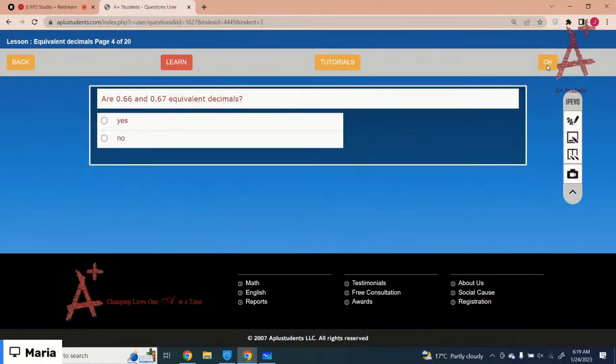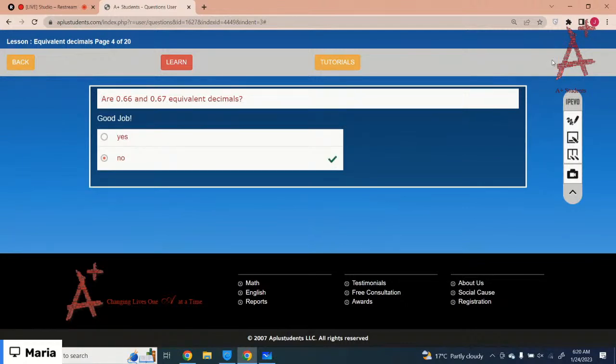Okay, the next one is are 0.66 and 0.67 equivalent decimals? Yes or no? Are they equivalent? 0.66 and 0.67, no, they are not equivalent. They have different digits, 6 and 7. They are not equivalent.